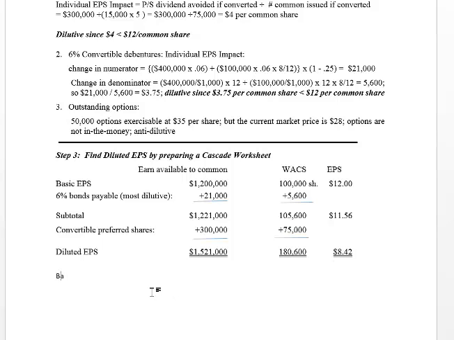So now in your income statement, you would show a basic EPS equal to $12 a share, and you'd show a diluted EPS equal to $8.42 per common share. And that concludes our video on calculating diluted EPS when we have convertible securities.